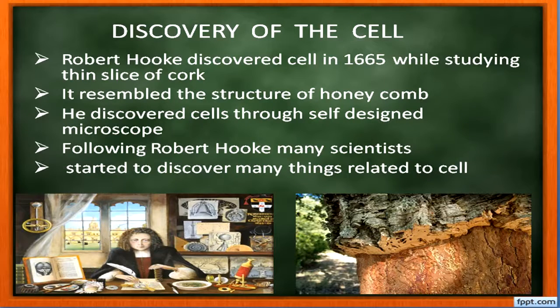So, as I said, the cell was discovered by Robert Hooke in the year 1665. It resembled the structure of a honeycomb. In the first slide I showed you the honeycomb structure, that is a hexagonal shaped structure, isn't it? Following Robert Hooke, many scientists started to discover many things related to the cell. In the picture I have shown you the bark cell. While he was studying the bark cells only, he came across the structure of cells.